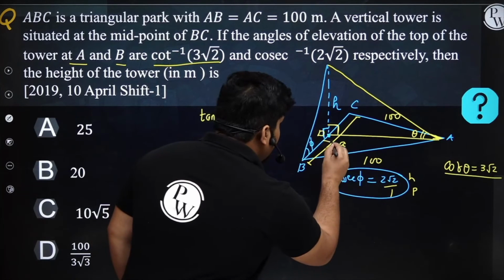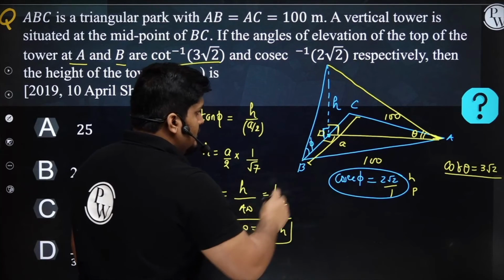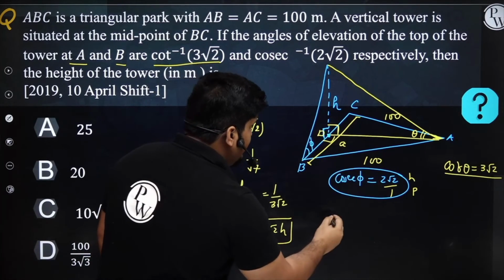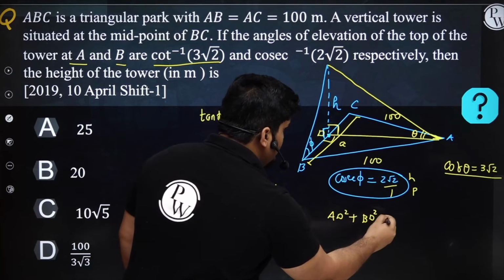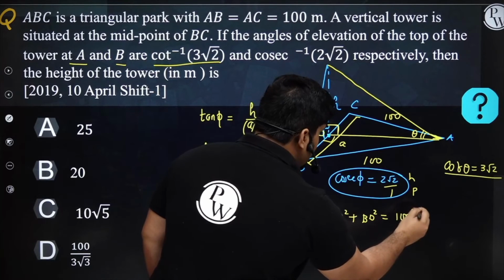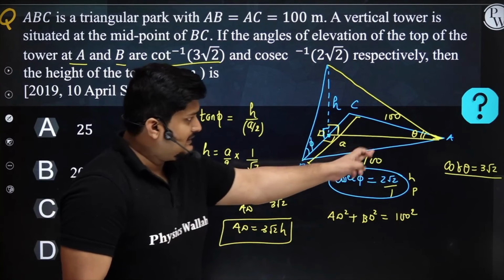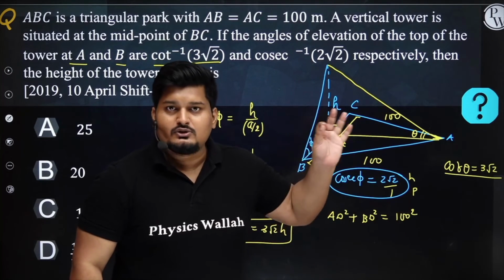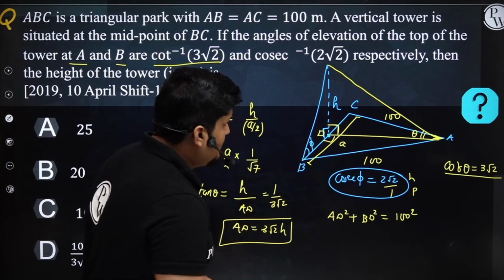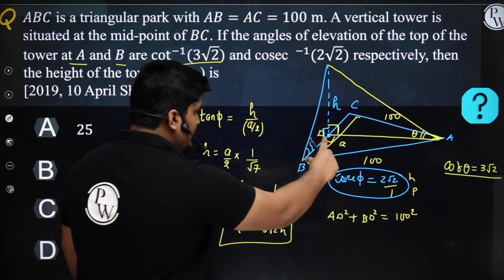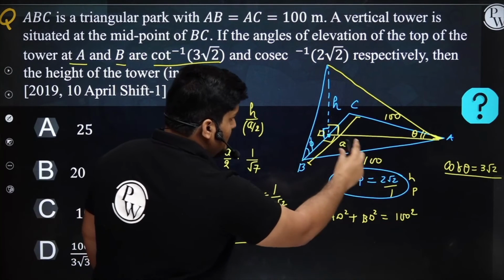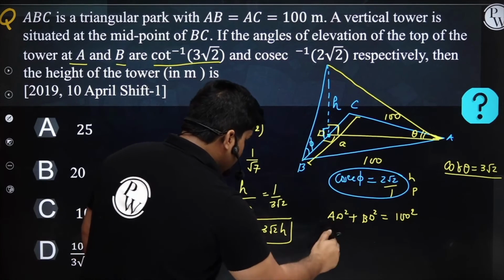So if you see this angle is 90 right here. So what can we do now? This AD square plus BD square is going to be equal to 100 square. Right? Because this is an isosceles triangle, so this will be at right angle. So AD square plus BD square is 100 square. Now what is AD, guys? AD is 3 root 2 H.